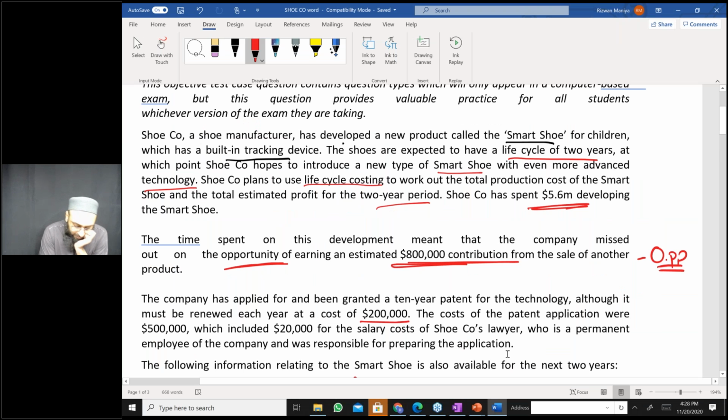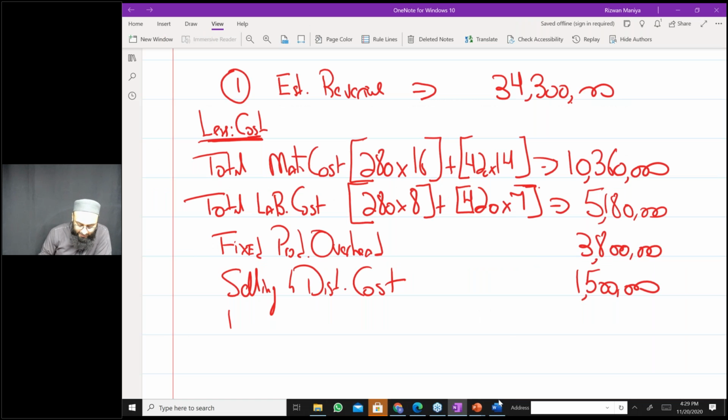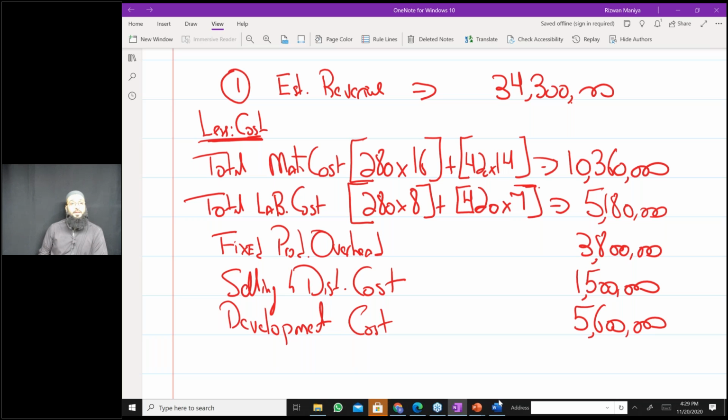And here we are. Starting from the first paragraph, line number 4, which says that the company plans to use life cycle costing to work out the total production cost of the smart shoe and total estimated profit for a 2-year period. The shoe company has spent 5.6 million developing the smart shoe. So should I consider the 5.6 million development cost? A quick answer, please, everybody. Majority is saying yes, and even if majority was not saying yes, this is a cost that relates to the product. So we should consider this development and design cost of 5.6 million without any doubt.